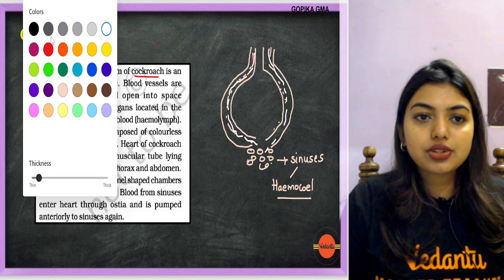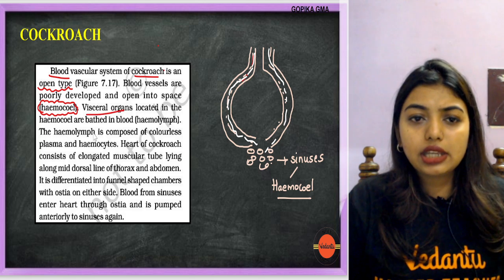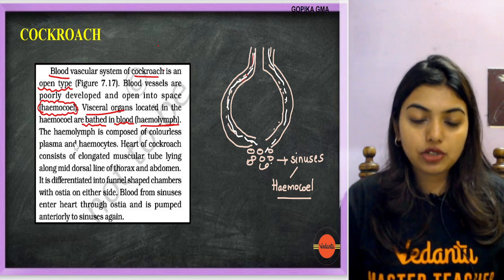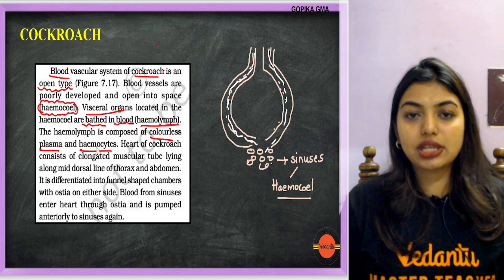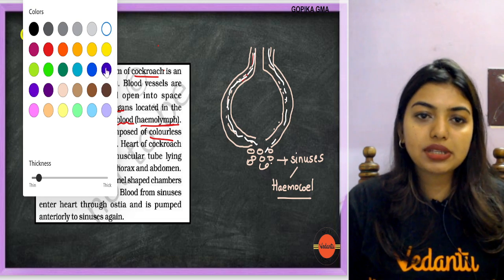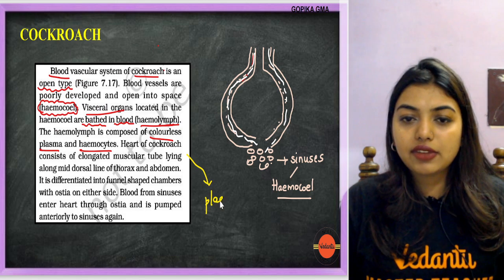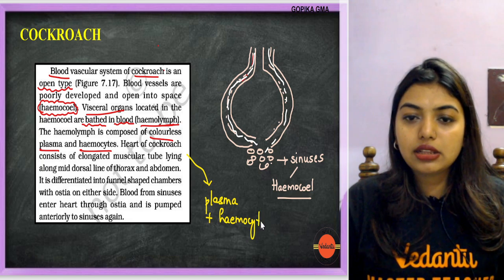Okay, so here, look here, students. This hemocoel you understood, no? Visceral organs located in the hemocoel are bathed in the blood. Can you see? The blood is called hemolymph. Do not get it confused. The blood is called hemolymph. Now the hemolymph is composed of colorless plasma and hemocytes. Like ours only, like how our circulatory system is. In our circulatory system also we have plasma and we have blood corpuscles or blood cells. Here we have, instead of that, hemocytes. Hemocytes are the cells, right?